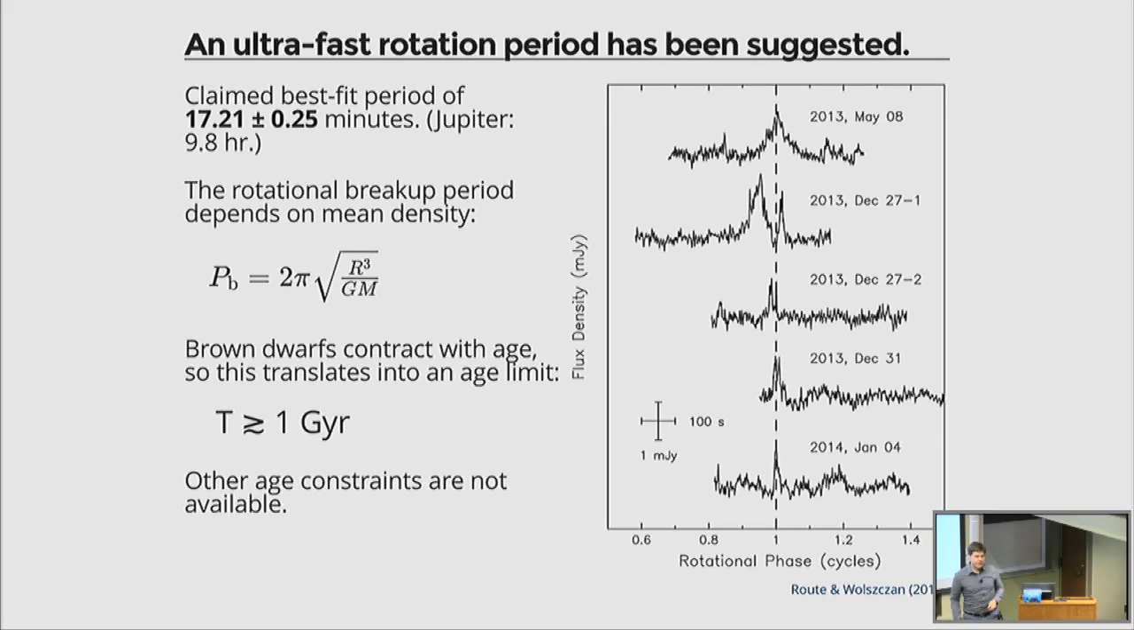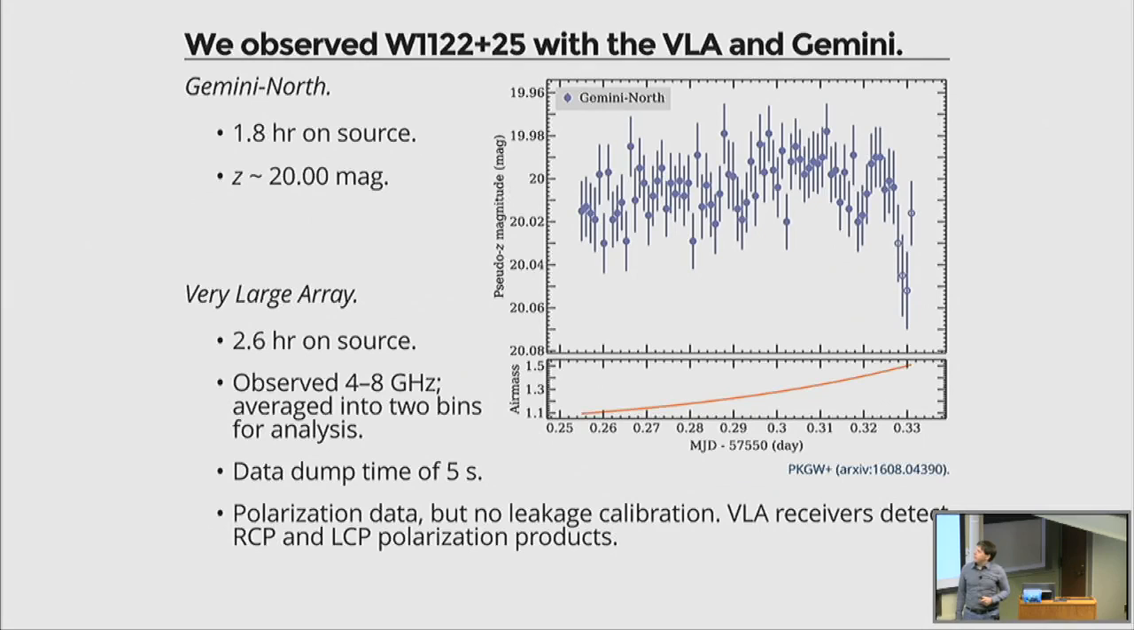So Alex is a pulsar astronomer. He's used to things that are extremely good clocks, and finds planets that way. But this is a very bold claim. So we followed it up. Me, Ito, and John Gizis at the University of Delaware got some observations using both the VLA and Gemini.